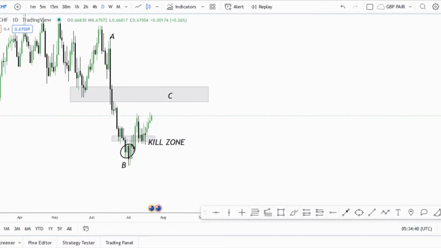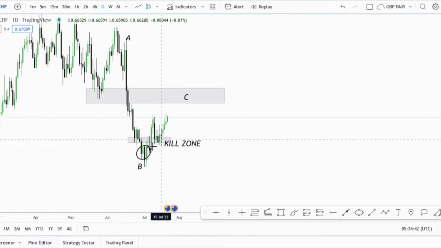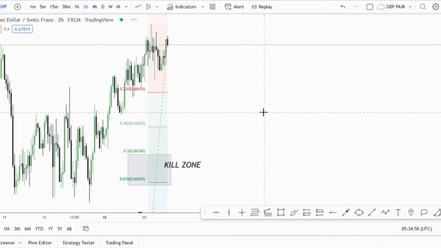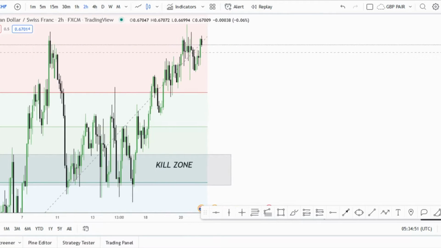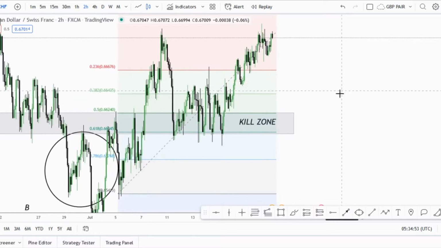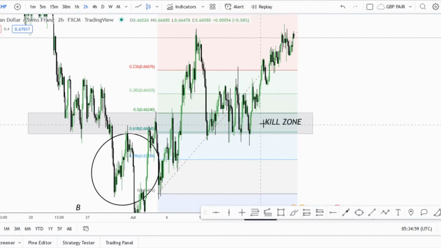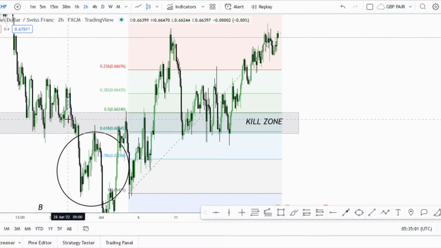So we pull out this. I pull out my Fibonacci and came to my kill zone. So let me take it back to the 2-hour time frame. Okay, now, like I said, after this place, there are two confluences here for me: support and resistance and Fibonacci. You can see that price came here, played here.